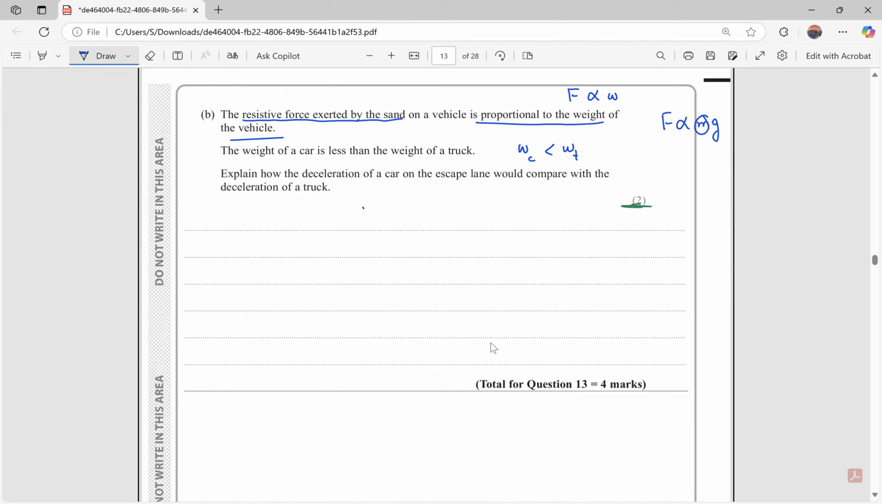Explain how the deceleration of a car on the escape lane would compare with the deceleration of a truck. So we have to say, given this information, is the acceleration of a car while it's traveling on the escape lane less than the acceleration of the truck? Is it greater than the acceleration of the truck? Or is it equal to the acceleration of the truck? This is what we have to say. How does it compare?